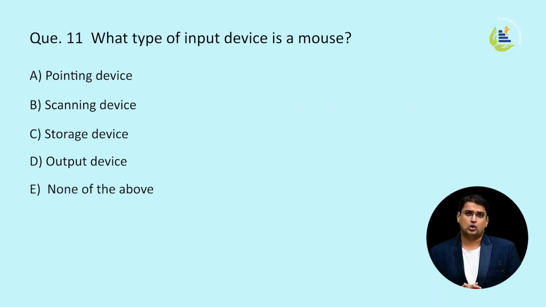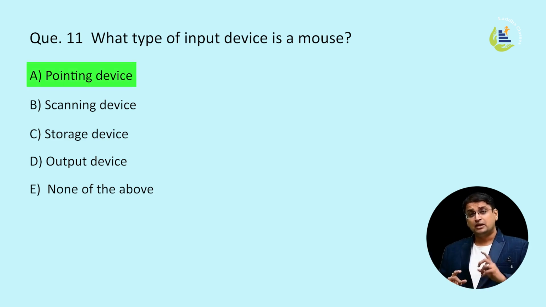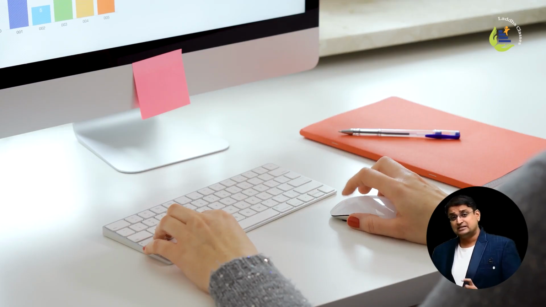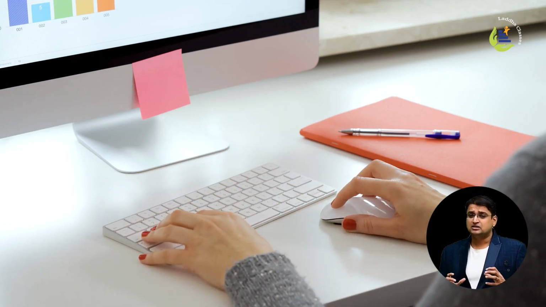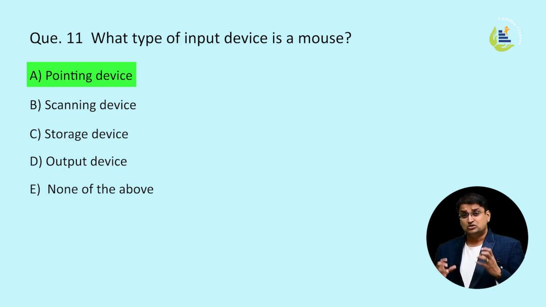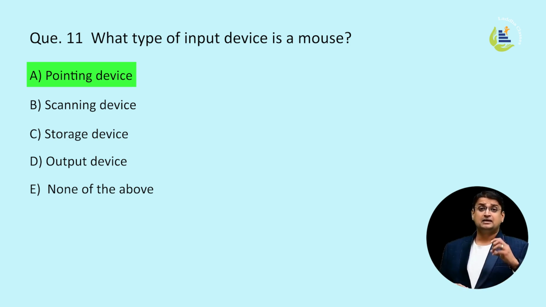Question 11. What type of input device is a mouse? Options are pointing device, scanning device, storage device, output device, none of the above. Correct answer option is A, pointing device. Because a mouse is a pointing device used to interact with the computer screen by moving a pointer. Scanners, storage devices, and output devices are not input devices like a mouse, which is specifically used for pointing.